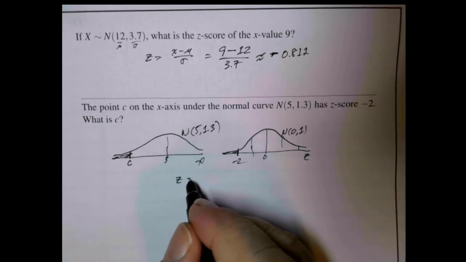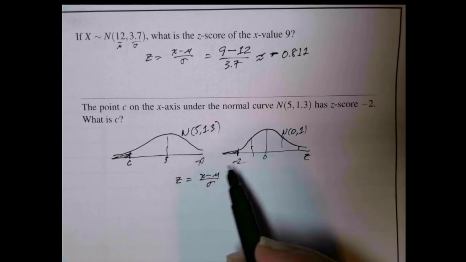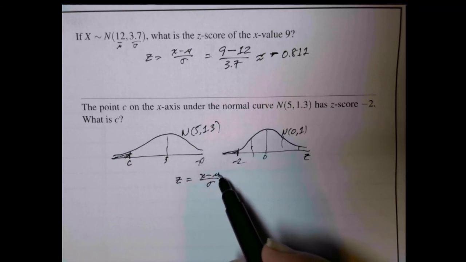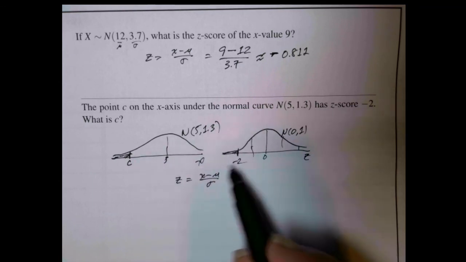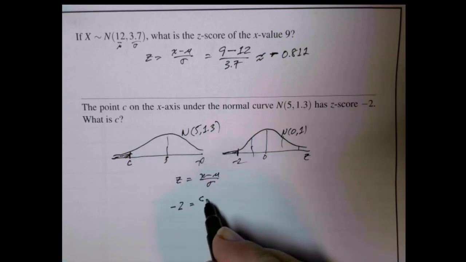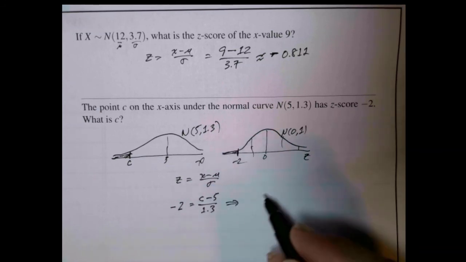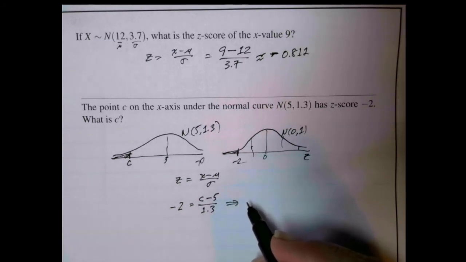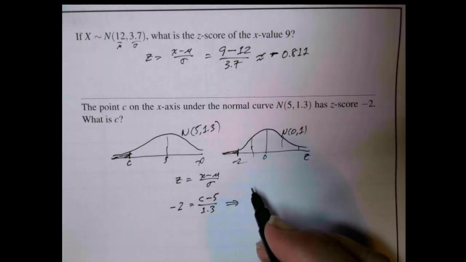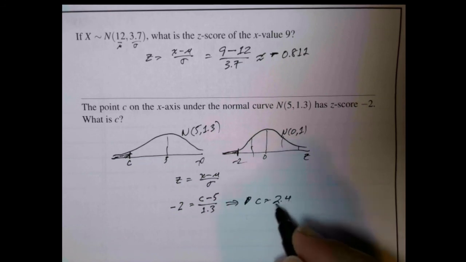And I'm going to start with z is (x minus mu) over sigma. This time, of course, I don't know x. I do know mu and sigma, but I don't know x. Instead, what I know is z, so I'm going to put that in. -2 equals, my x value that I'm looking for is C, so I'll use that. (C minus 5) over 1.3, putting in all the stuff I know. And if you just do some arithmetic on this, you would find that C is about 2.4.